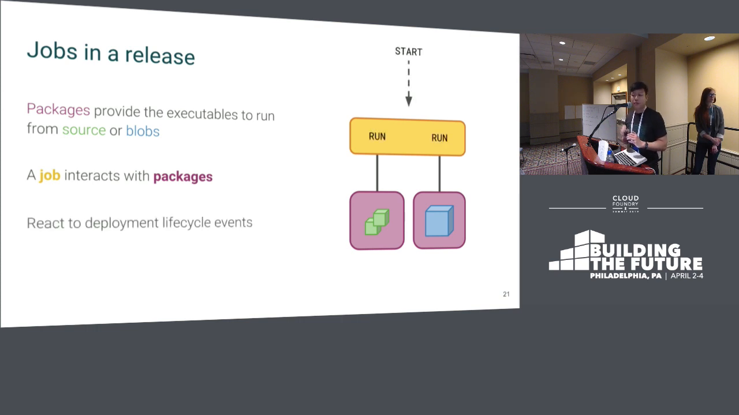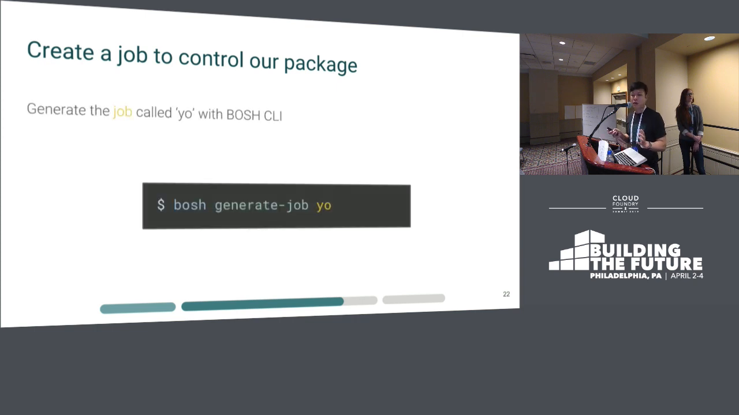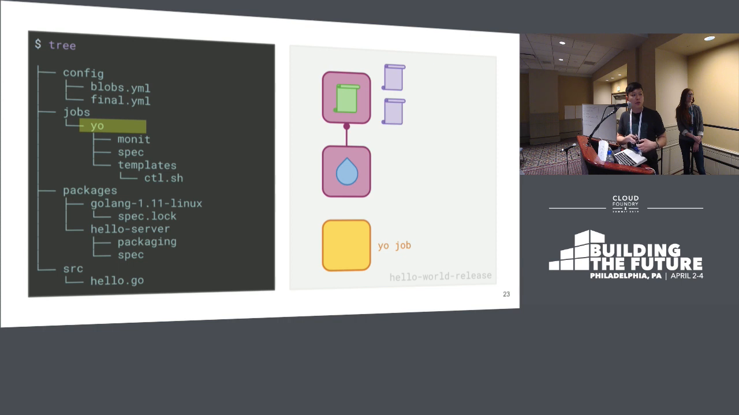It also reacts to other lifecycle events. I've only mentioned start for now. There's stop, and there's a whole list of other ones that we'll go over in the end. But for Hello World, we'll keep with start. So to create our job, we can use the BOSH CLI as well. Run bosh generate-job yo. So our job's called yo, and it creates a set of familiar files under the jobs directory, under the yo directory.